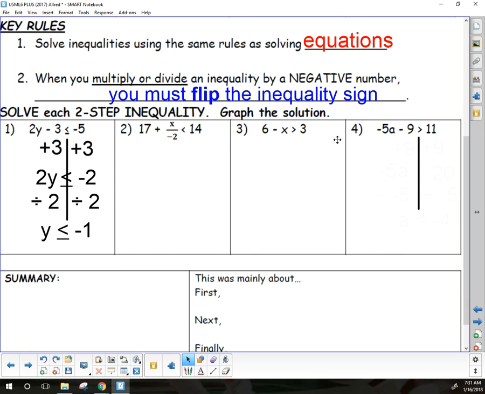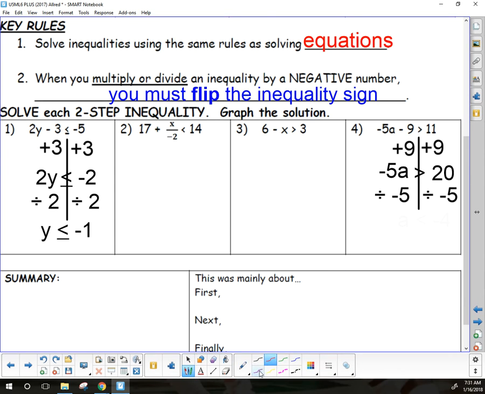And number 4, however, very similar. We're going to add 9 to get rid of the subtraction. 11 plus 9 is 20. The greater than sign is going to stay the same because all we did was add, and negative 5a is going to stay there. Now, we're going to divide by the coefficient. We're going to divide both sides by negative 5.